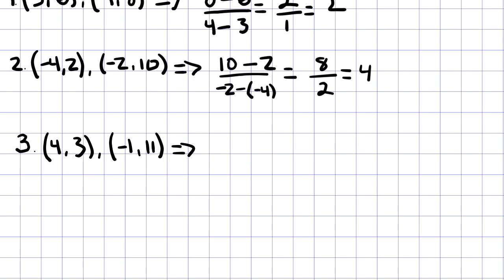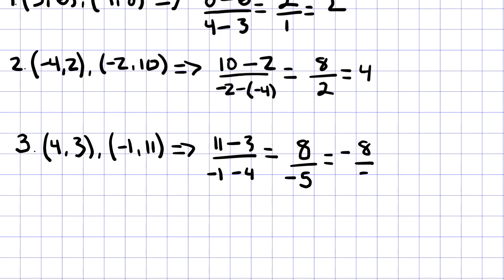Plugging this into our formula, we have 11 minus 3 over minus 1 minus 4. Evaluating the numerator and the denominator, we have 11 minus 3, which is 8, over minus 1 minus 4, which is minus 5, which gives us a slope of 8/5.